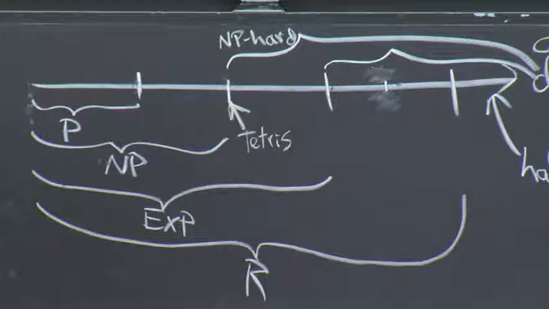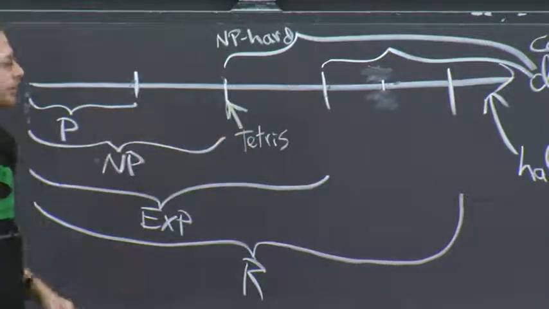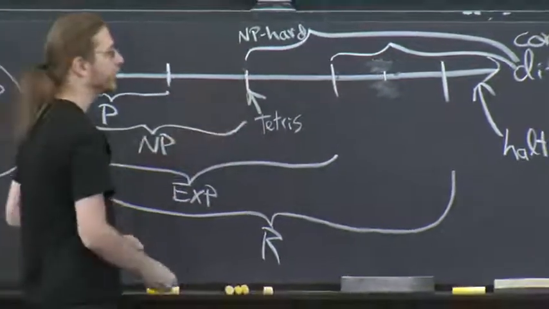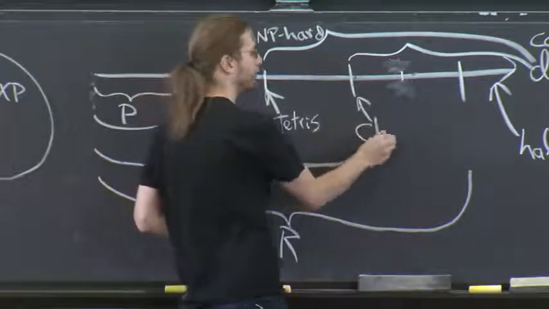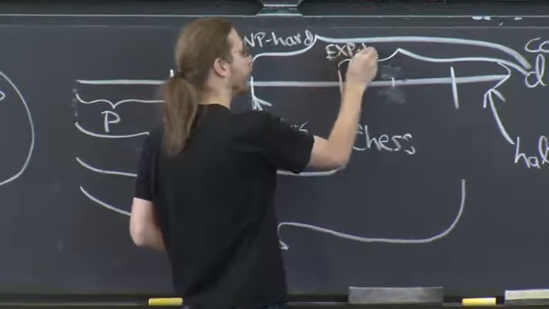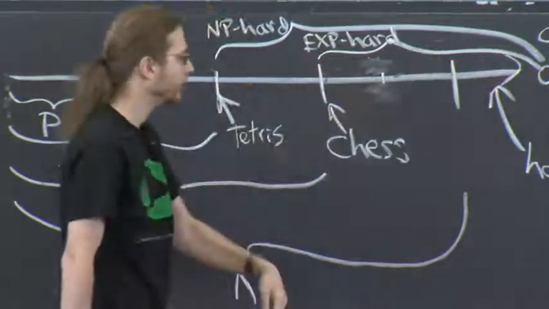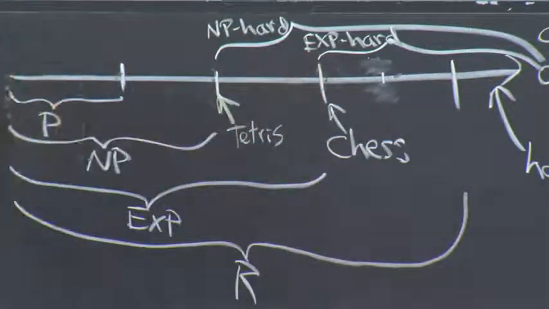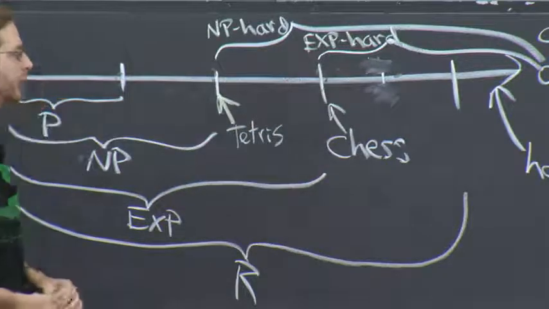Completeness is nice. So if you can prove a problem is complete for some complexity class, then you know sort of exactly where it falls on this line. Okay, NP-complete means right here. EXP-complete means right here. Turns out chess is EXP-complete. So EXP hard is anything from here over. EXP is anything from here over this way. Chess is right at that borderline. It is the hardest problem in EXP.